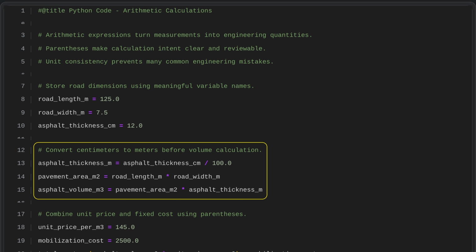To find the asphalt volume, first convert the asphalt thickness from centimeters to meters so the units match. Then multiply the road length by its width to get the pavement area. Finally, multiply that area by the thickness in meters to get the total asphalt needed in cubic meters.